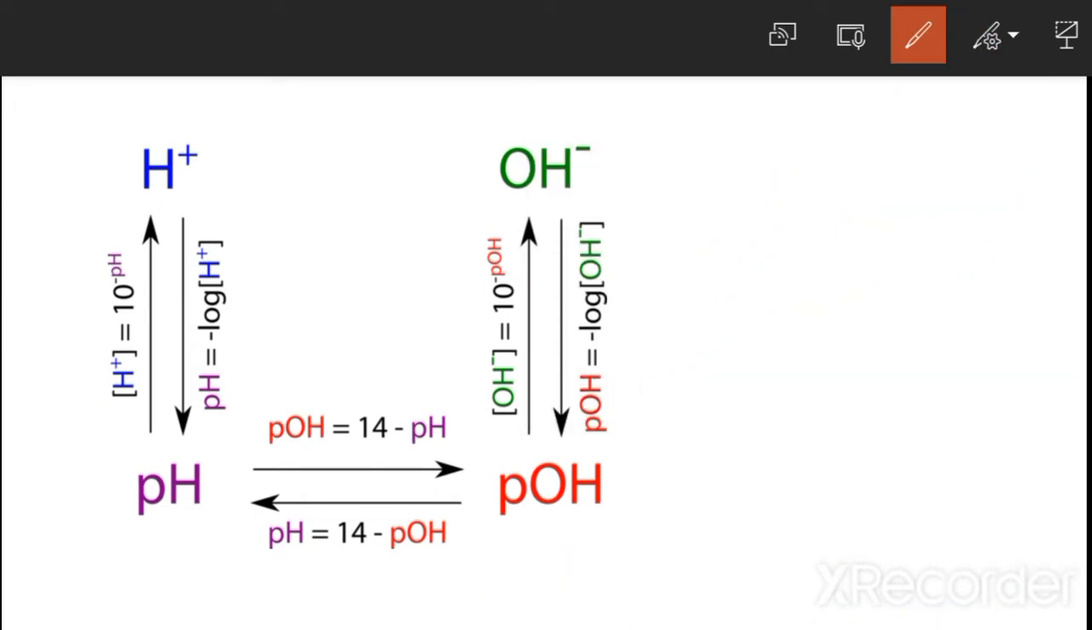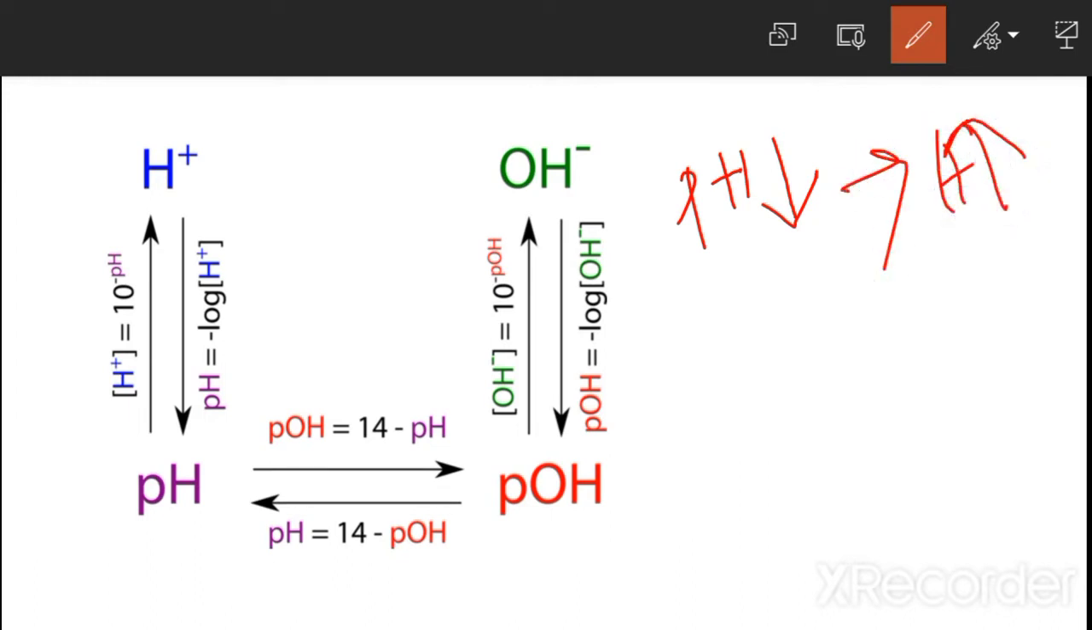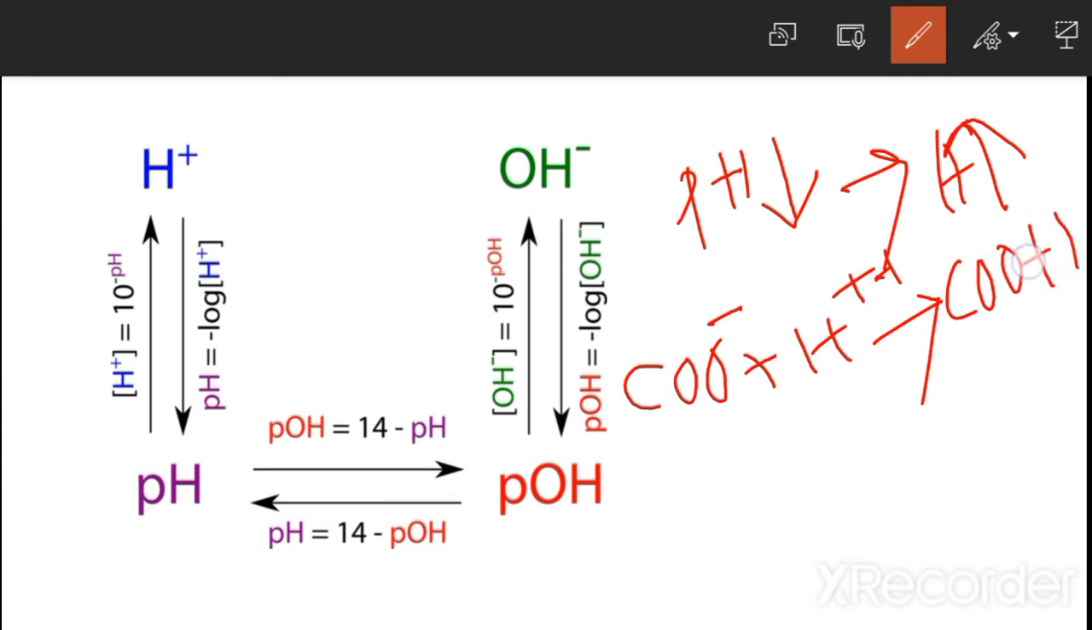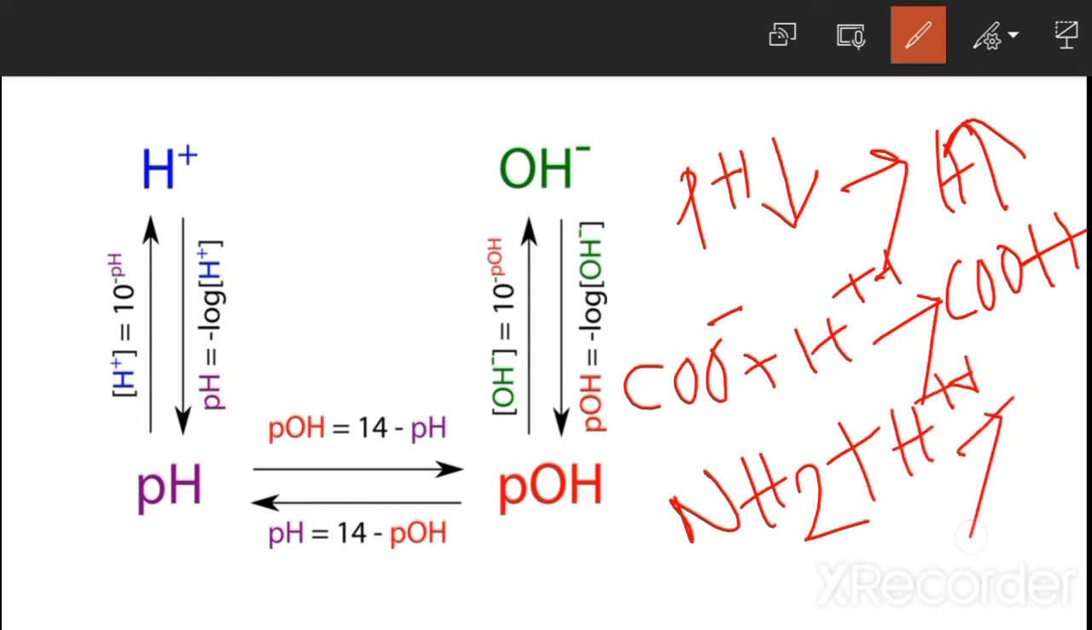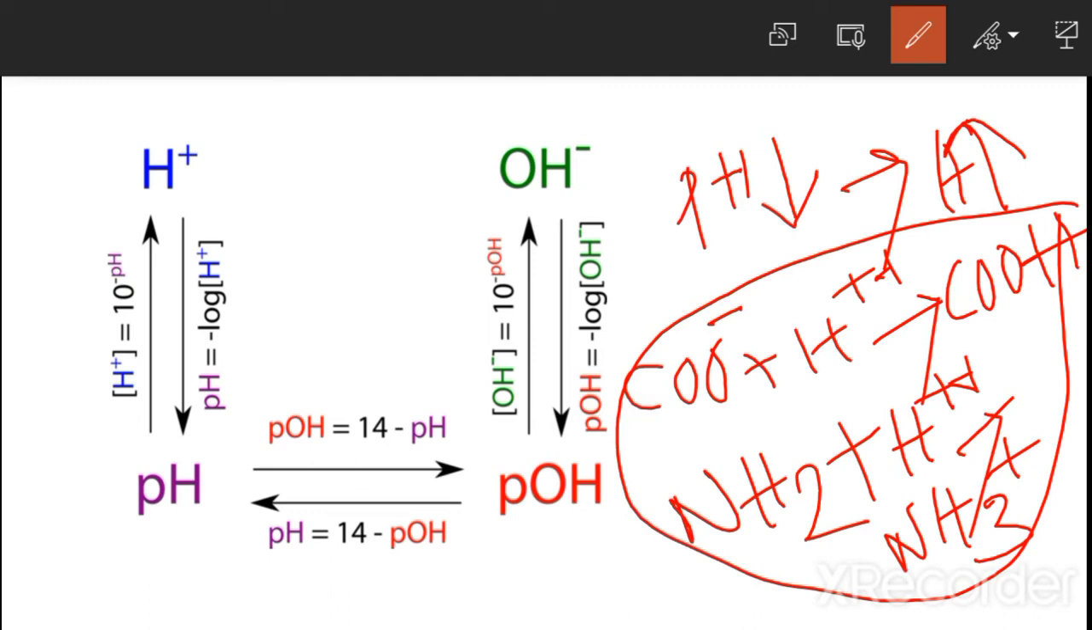So when pH is low, H plus will be high. In that case, COO minus gains a proton, accepts a proton, and becomes COOH, and NH2 when it gains a proton becomes NH3 plus. This condition is the protonated condition. Here when pH is low, H plus will be high. Also when pOH is low, OH will be high.